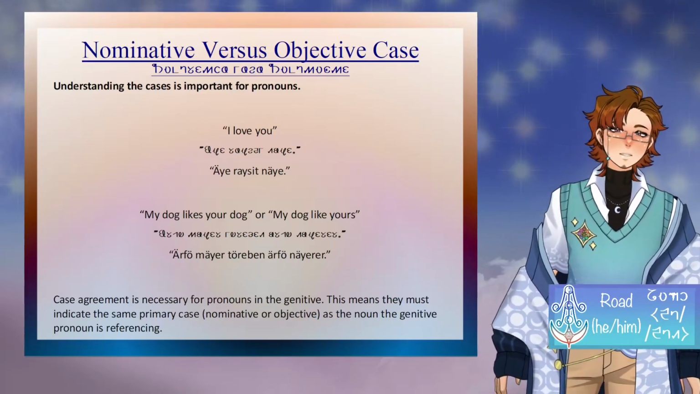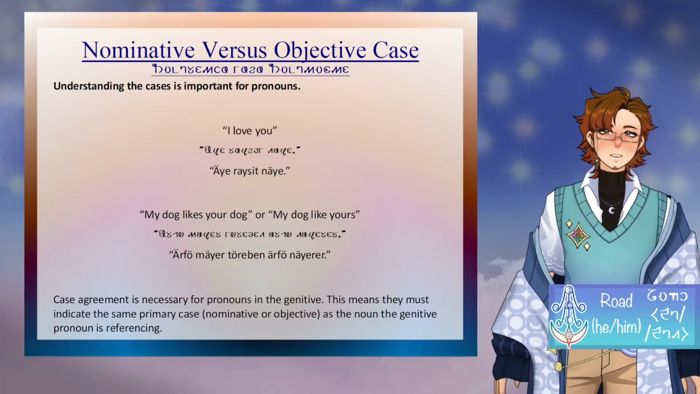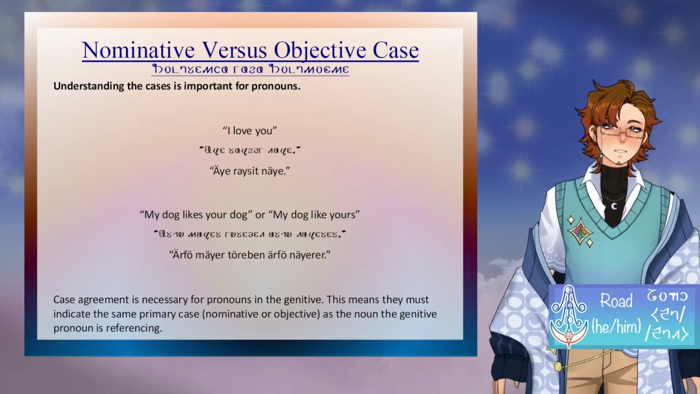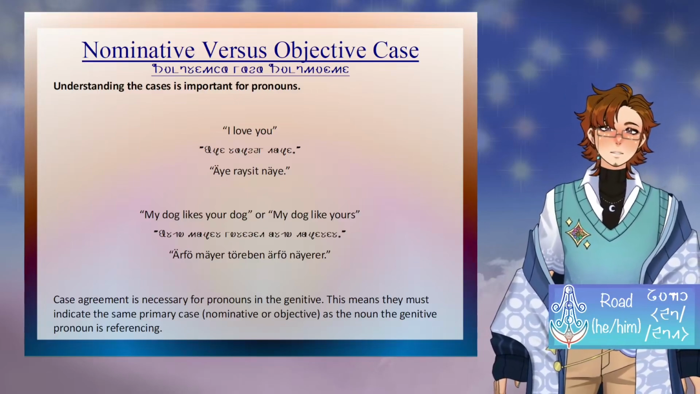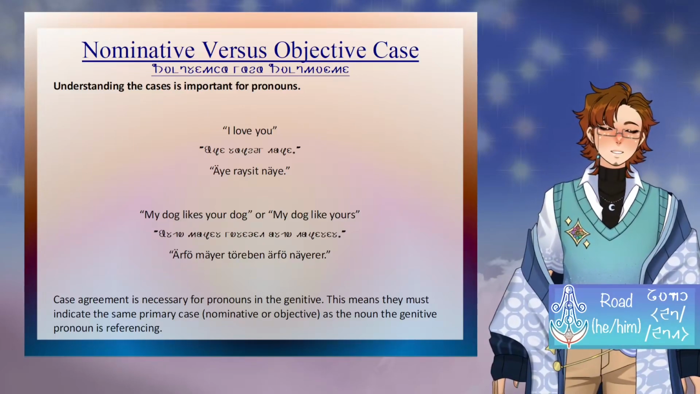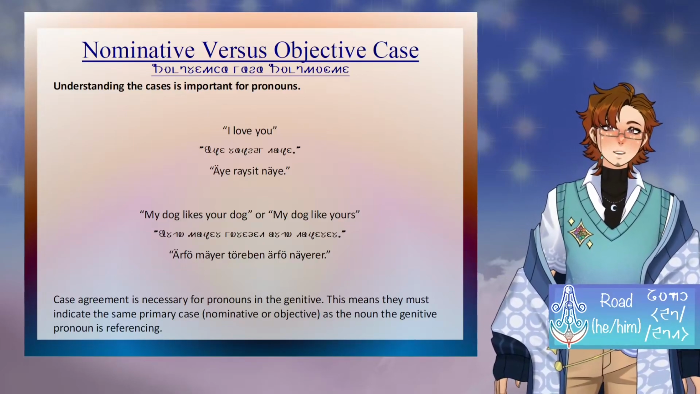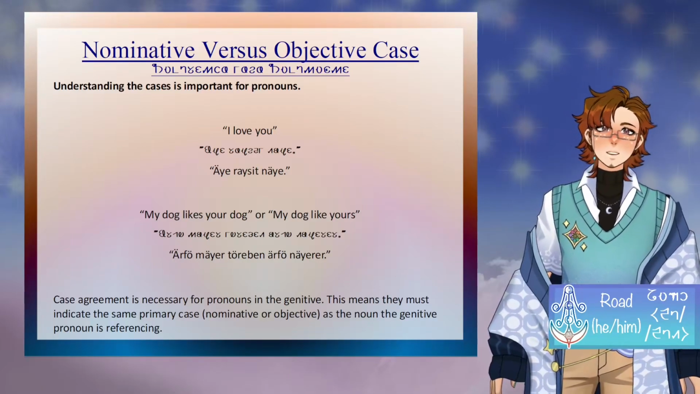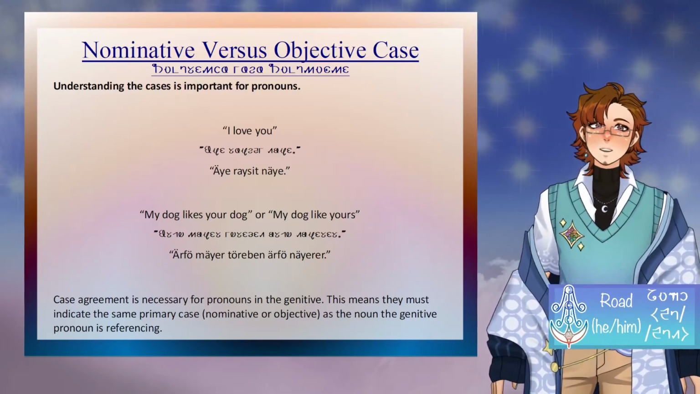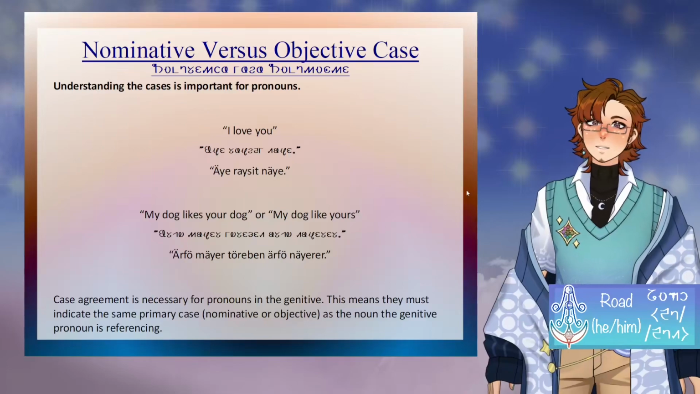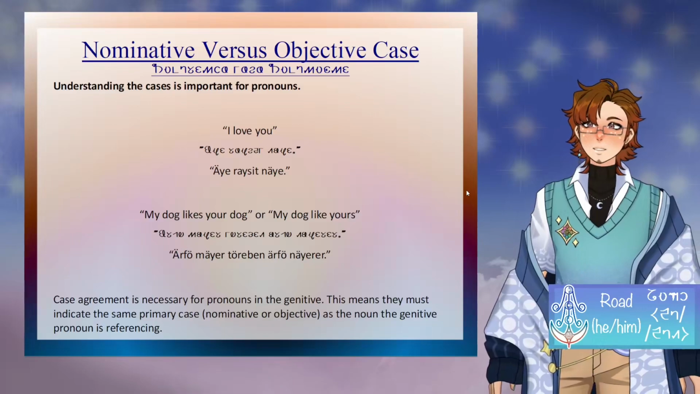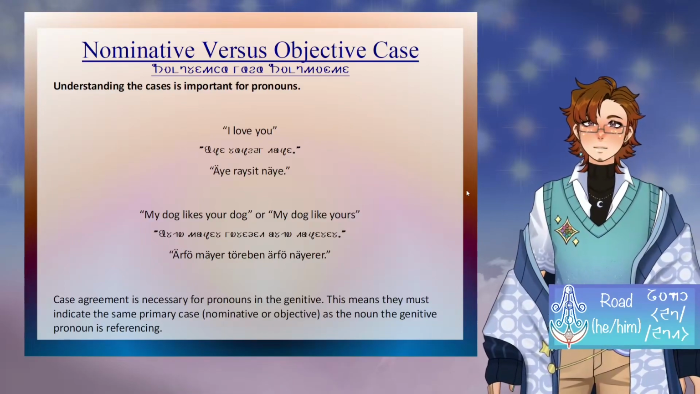In contrast, let's look at the sentence, my dog likes your dog, or more commonly in English we tend to say, my dog likes yours. In Reim, we would say, Arfe Meier ter ben Arfe Neider. Now, notice how we have Meier, which is the first person singular nominative genitive, in contrast to Nayarer, which is the second person singular objective genitive. This is an example of case agreement, where the case of the noun or the pronoun have to be the same when in the same phrase.